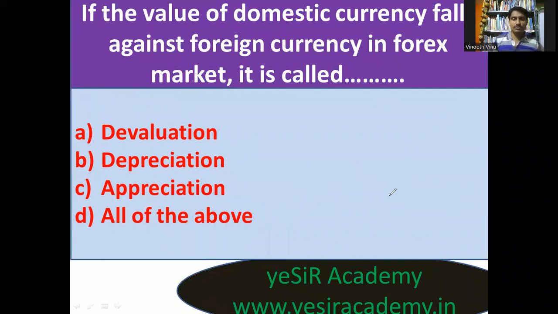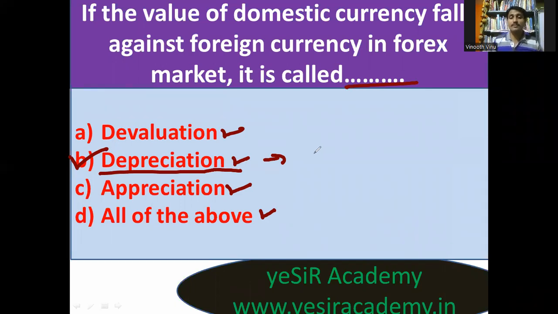Coming to the next news: if the value of domestic currency falls against foreign currency in the forex market, the foreign exchange market, it is called what? Option A devaluation, option B depreciation, option C appreciation, option D all of the above. Importantly, the answer is option B, depreciation, because depreciation is when the value of domestic currency falls against foreign currency in the foreign exchange market.